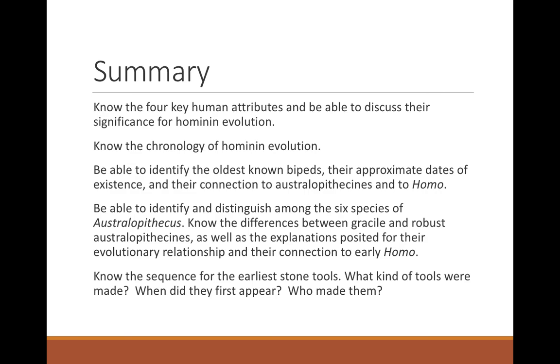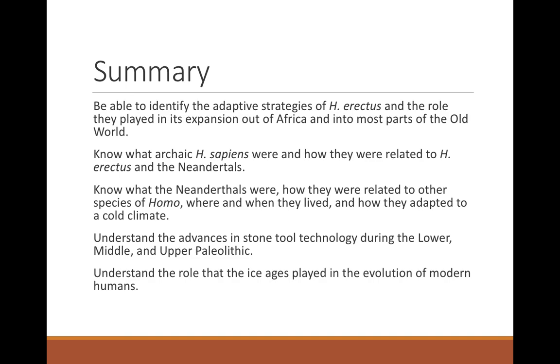Be able to identify and distinguish the Australopiths, that key hominin group between 5 and 2 million years, know the difference between gracile and robust Australopiths, how they may relate to early Homo, understand the earliest stone tools, be able to put them in sequence and associate them with their hominin, that is Lomekwian with perhaps pre-Australopiths or early Australopiths, Oldowan with gracile Australopiths and early Homo, Acheulean with Homo erectus, Mousterian with archaic Homo sapiens, and Blades with modern Homo sapiens.